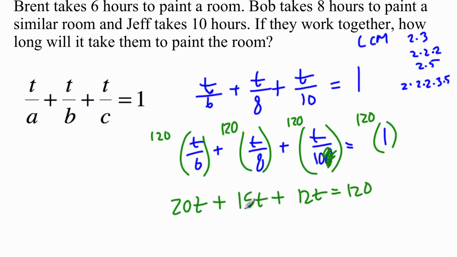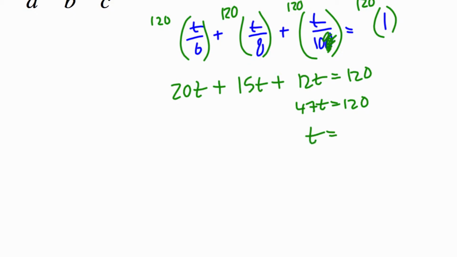So now add these together. 35 plus 12 is 47. 47t is equal to 120. And then divide both sides by 47. So t is equal to 120 divided by 47.